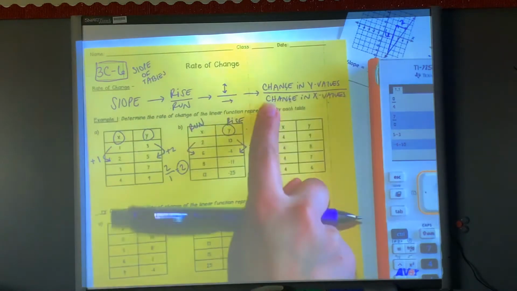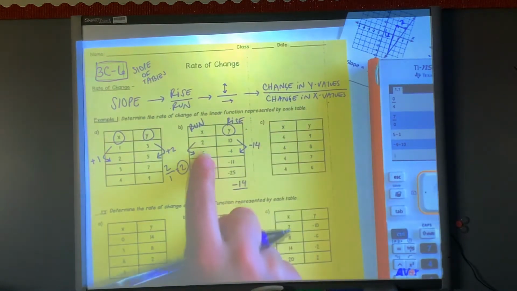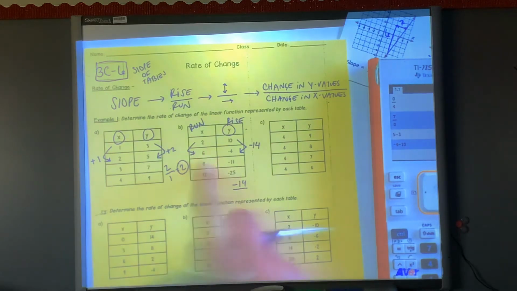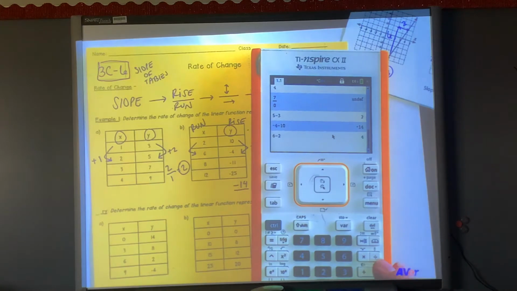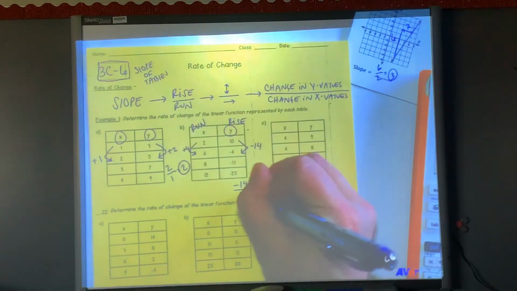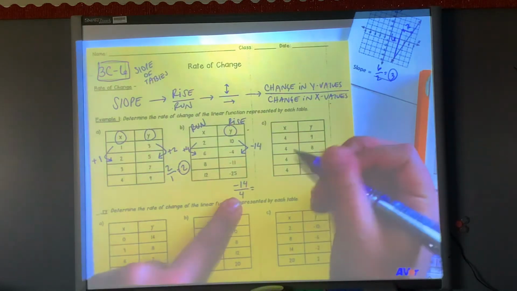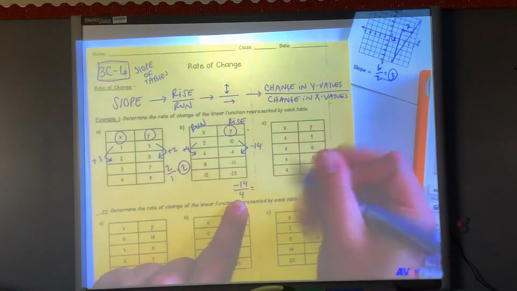Remember, this is the change in x. So the change in y goes on top, and the change in x is going to go on bottom. From 2 to 6, that would be going up 4. And if you don't trust me, 6 minus 2 is 4. So that is why this one is going 4. So I can put a 4 down here. I don't need to put the plus sign because it's positive. We don't put positive signs in front of numbers if we don't need them.